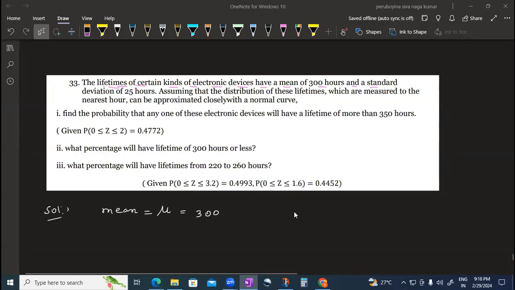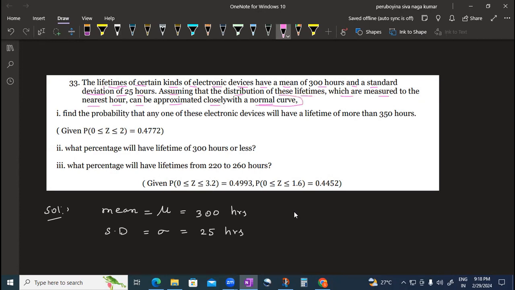Mean mu equal to 300 hours. And then it says standard deviation of 25 hours. So standard deviation SD sigma equal to 25 hours. Assuming that the distribution of these lifetimes, which are measured to the nearest hour, can be approximated closely with a normal curve.